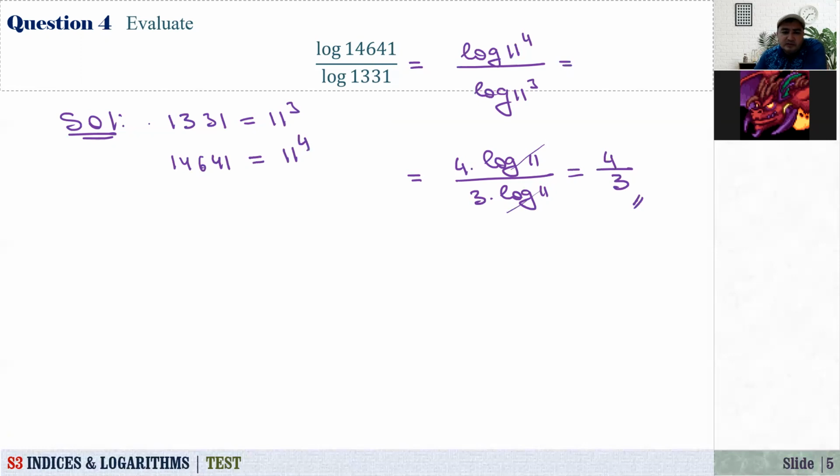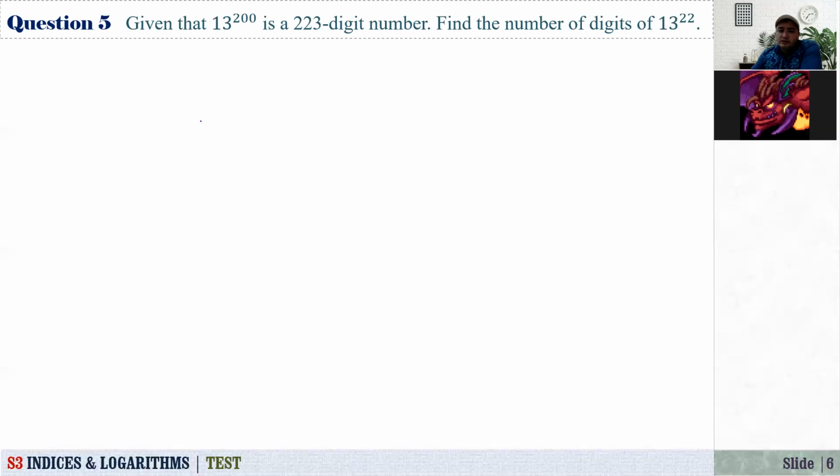And the challenge here is that you should immediately find out the relationship between these numbers. These are just powers of 11. Anyway, next question.